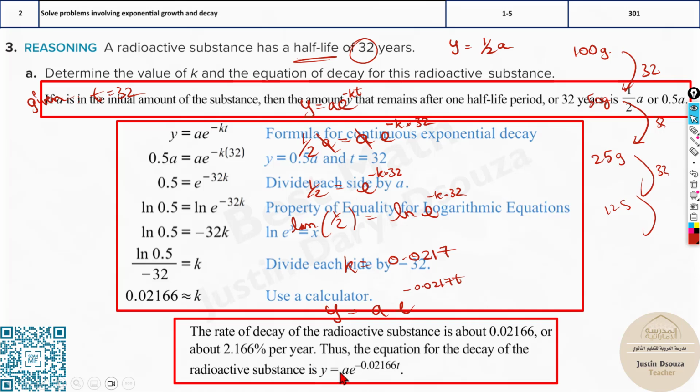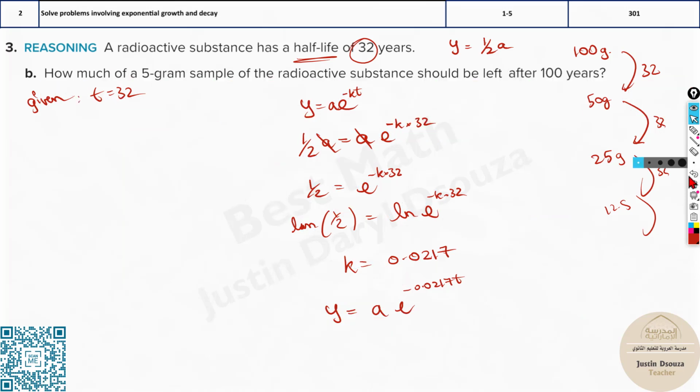Now here we don't substitute anything for A, because it depends on the condition or the amount of substance remaining or what was used. So that's the answer. Now, second one: how much of a 5 gram sample of a radioactive substance should be left after 100 years?